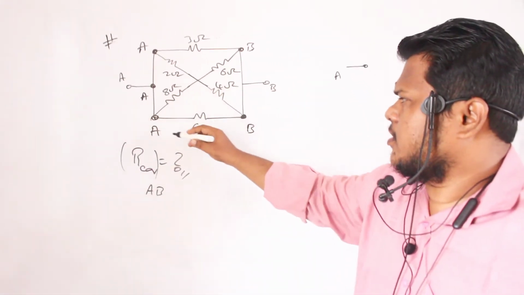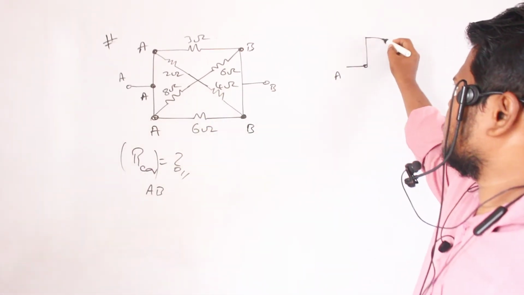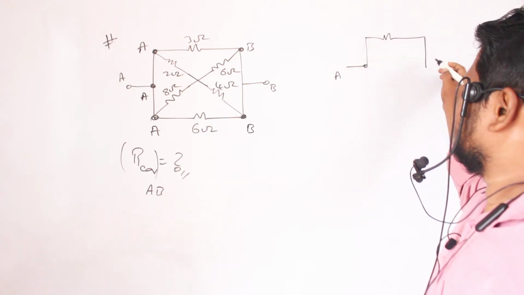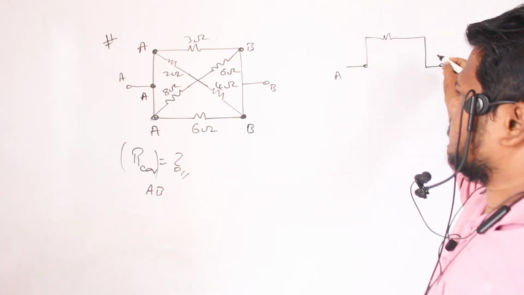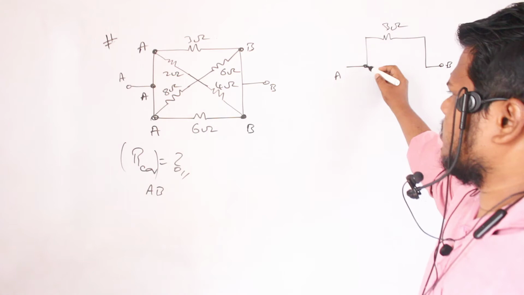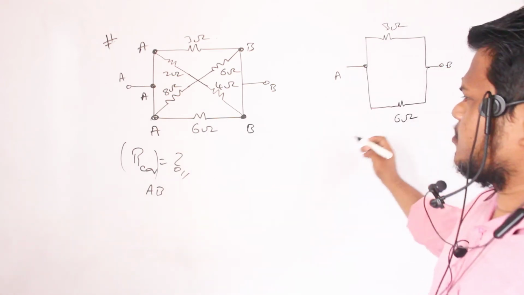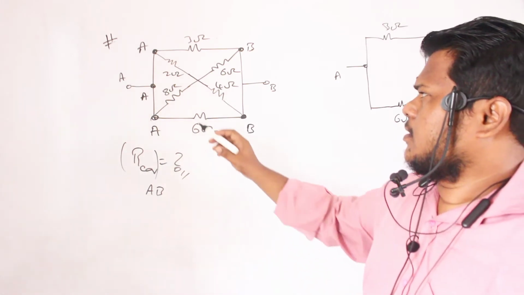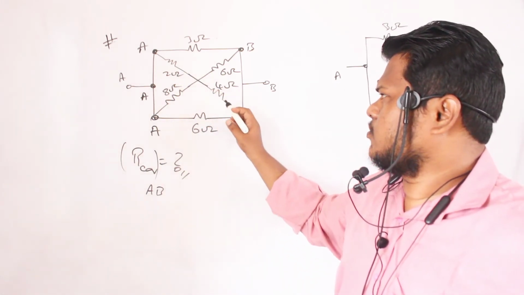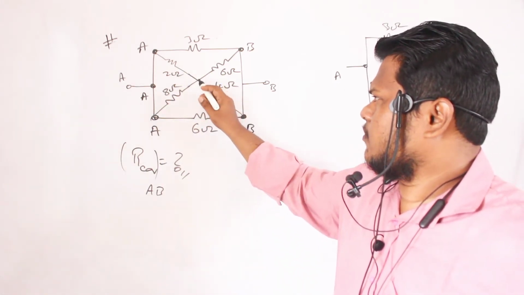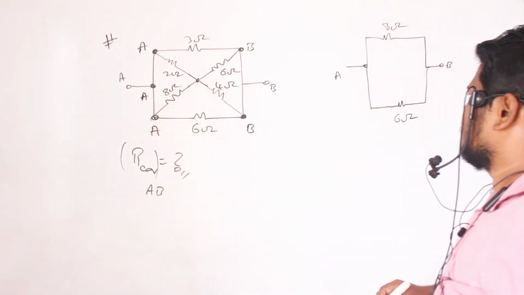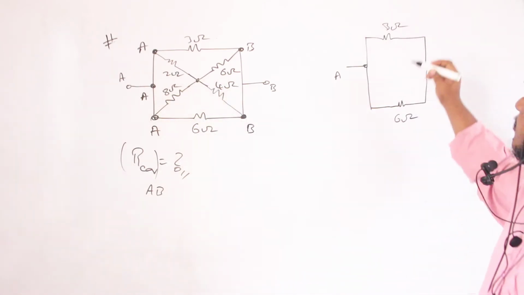3 ohms resistor. A to B 6 ohms resistor. So therefore this is one resistor. Clear? This is 3 ohms resistor. And from here we have one more resistor which is called as 6 ohms resistor, this one. Clear? And from A to here we have one connection here. Connection is present. So therefore how can I draw this one?